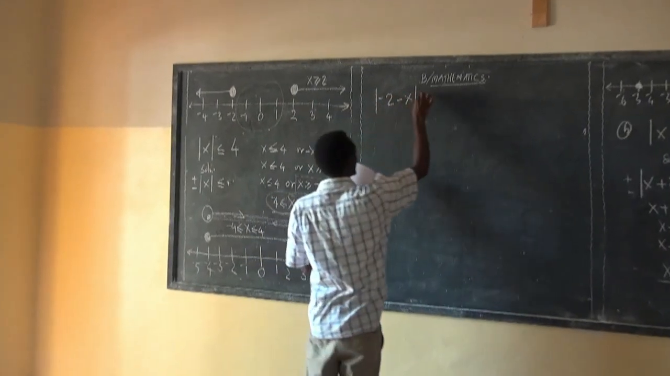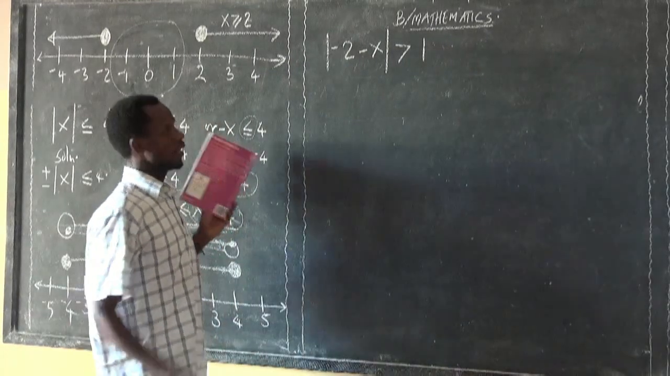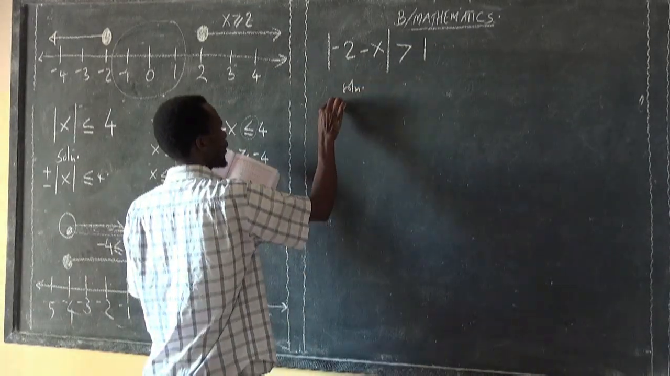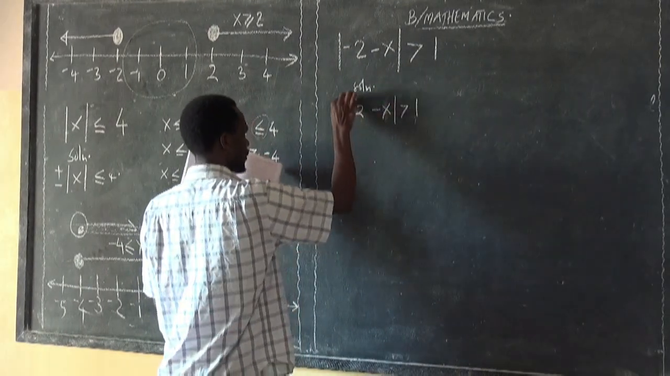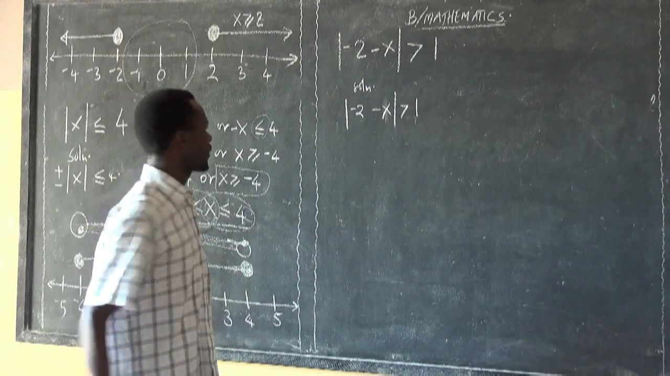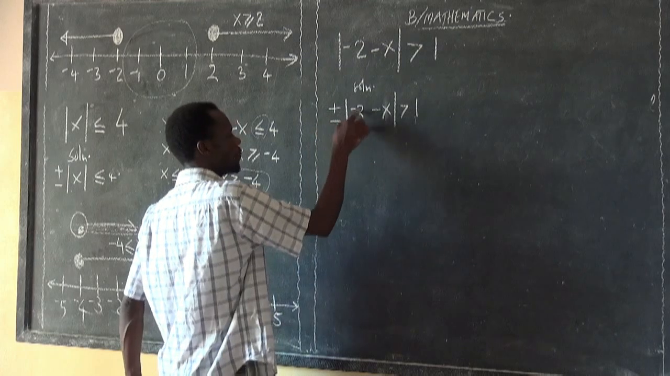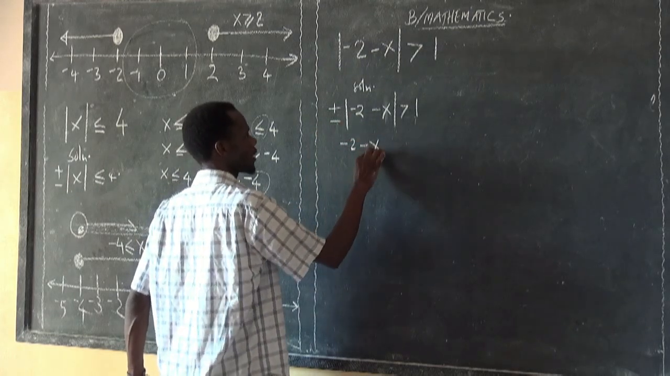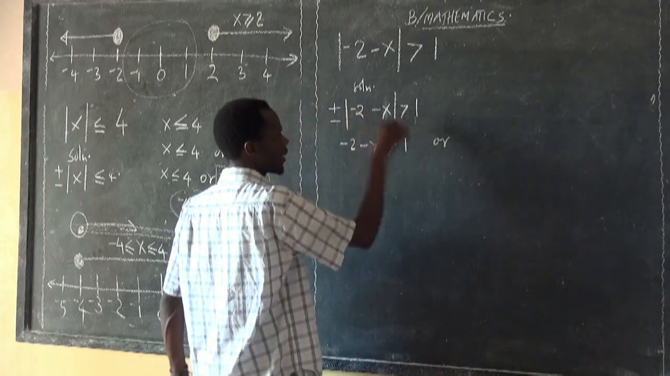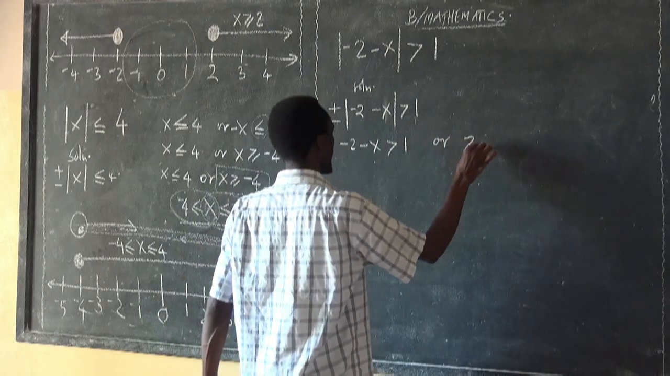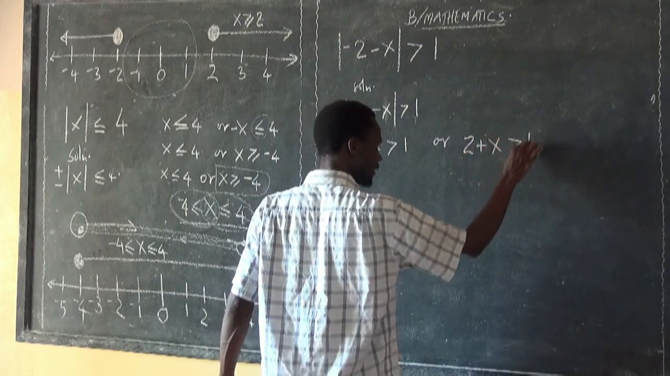Absolute value now greater than 1. This is the answer. Now, solution. We have negative 2, negative x, 1. If now you look at this one, you put here plus or what? Minus. Now this time this one you have negative 2, negative x is greater than 1. Or negative times negative, positive 2. Then negative times negative, positive what? X is greater than 1.